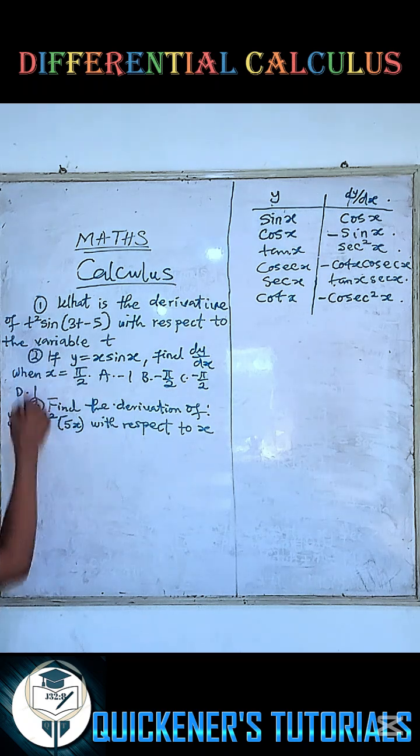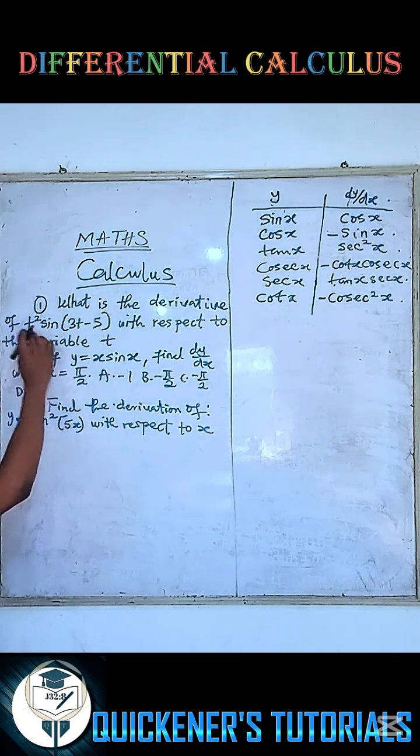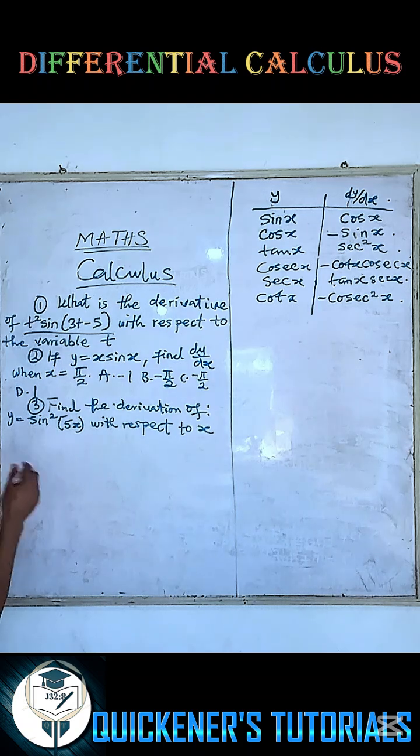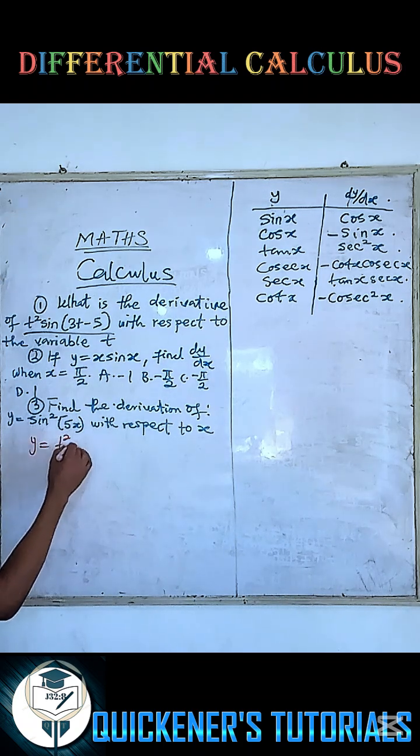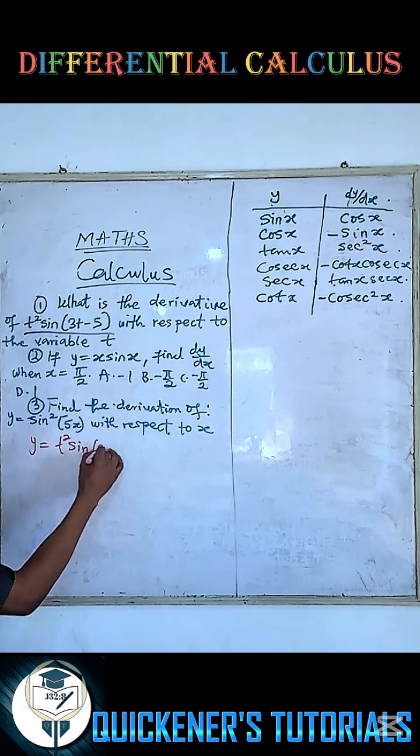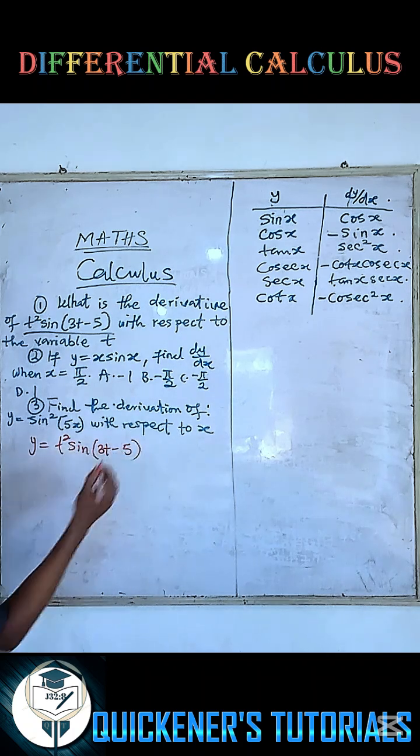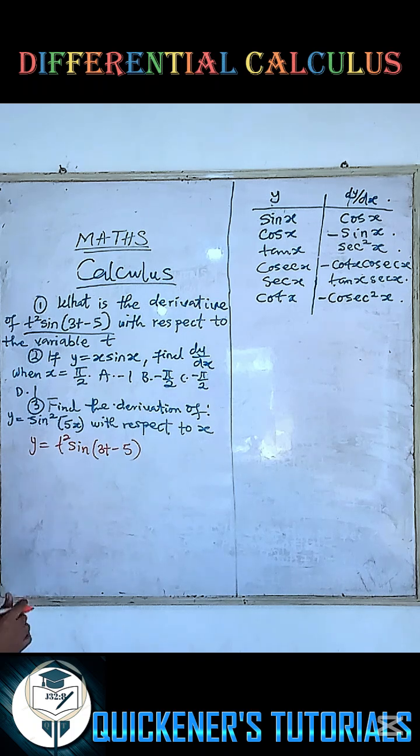Okay? So, you just say, let this whole thing be equal to y. So, y is equal to t squared sine(3t minus 5). Are you getting it now? Yeah? So, now let's solve this. Now, you know that this is product rule. This times this, right? Product rule.